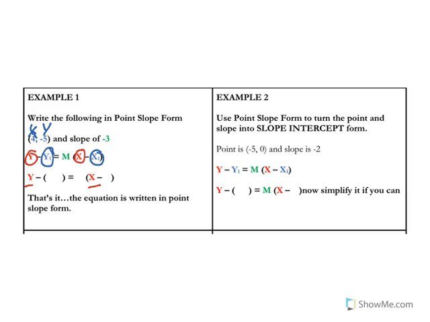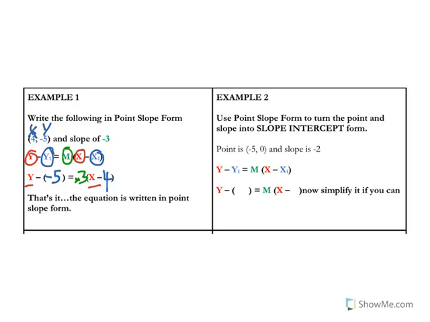So we're going to take -5 and put it here, and we're going to take 4 and put it there. We also know that the slope is m, so this becomes -3. And that's it. For that part of the question, this will be the first part of your exit ticket. You just have to write it in point-slope form.